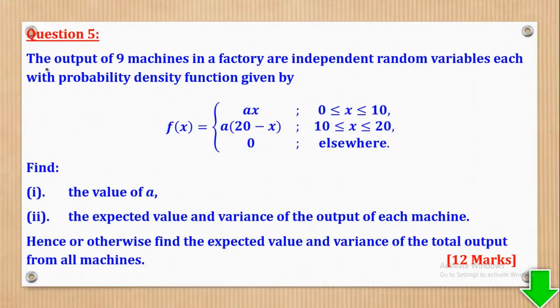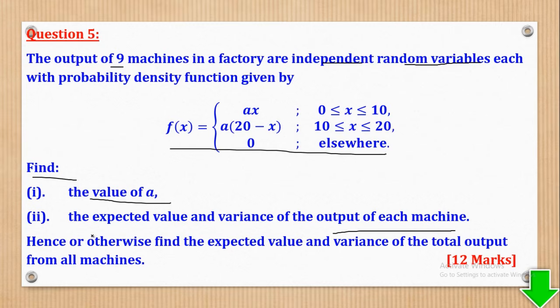So we'll go through another question. That is question 5. Question 5 says the output of 9 machines in a factory are independent random variables, each with probability density function given by that. Find Roman 1 the value of a, and Roman 2 the expected value and variance of the output of each machine. Then hence or otherwise find the expected value and variance of the total output from all machines.